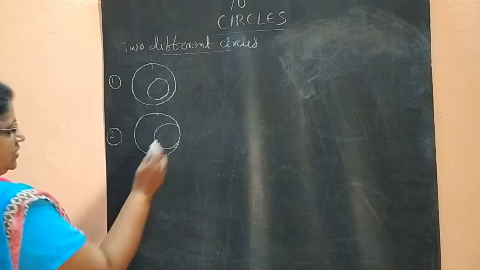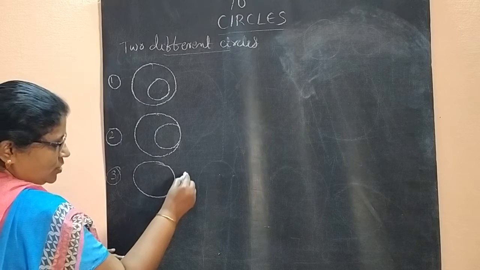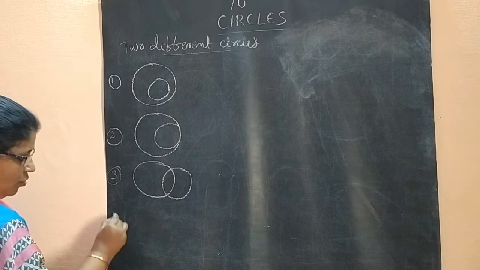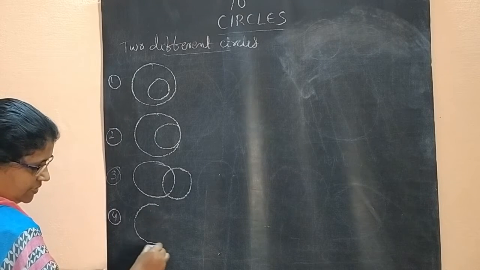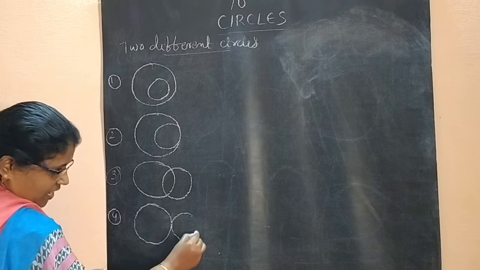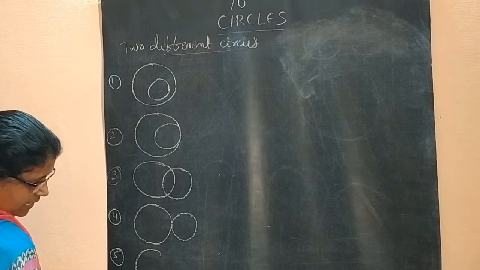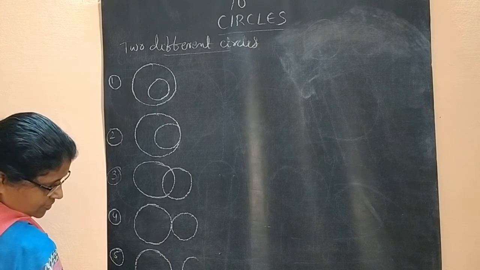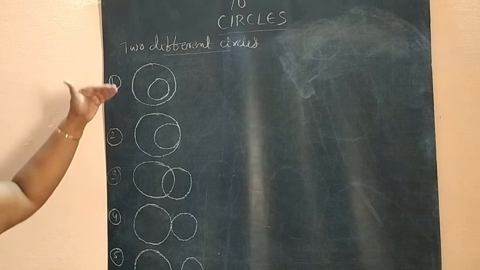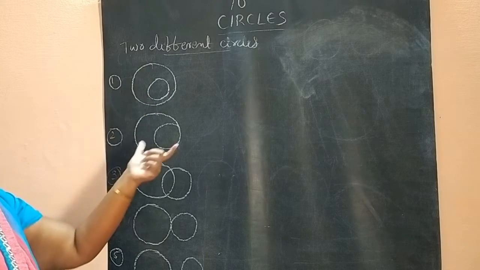Third, I can draw the bigger circle like this and the smaller circle intersecting at 2 points. The fourth way is the bigger circle like this and the outer circle touching outside. The fifth way is the bigger circle like this and the smaller circle like this, not intersecting at all. These are the 5 different ways of drawing two different circles in a plane.